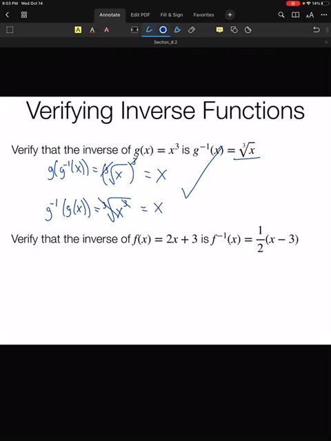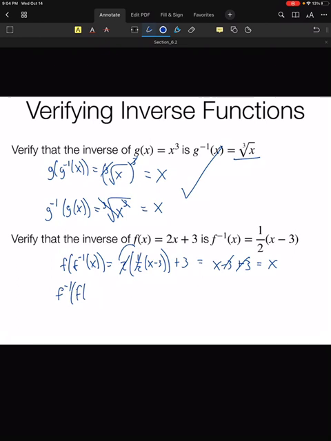We can do the same thing with this second example down here: 2x plus 3 and 1/2 x minus 3. We first need to look for f of f inverse. I plug the entirety of f inverse into any x that I see in f. So I get 2 times 1/2 x minus 3, plus 3. I made sure to put parentheses around everything so that we wouldn't get confused. When I multiply 2 on the inside, 2 times 1/2 is 1, so they cancel out. I'm left with x minus 3 plus 3, and the minus 3 and the plus 3 cancel out. And I get x, so I'm halfway there.